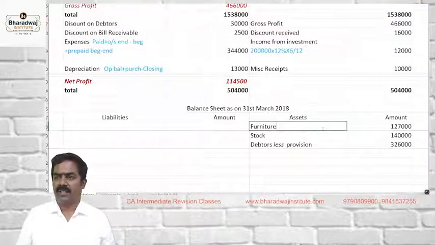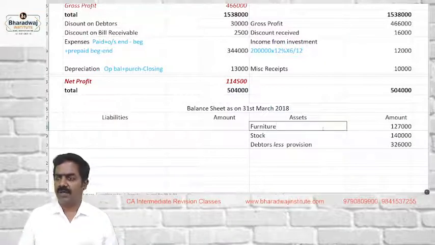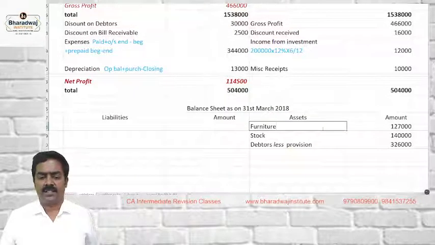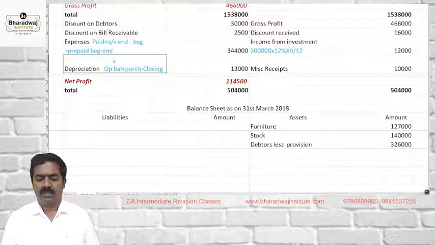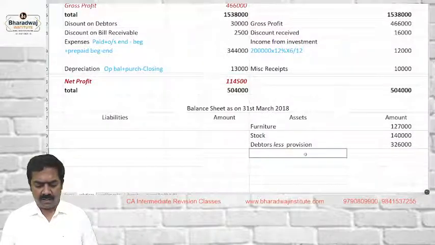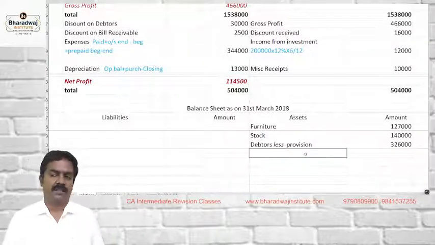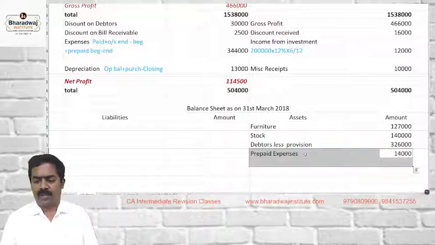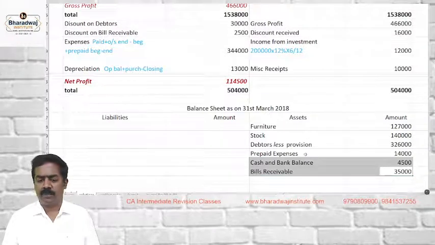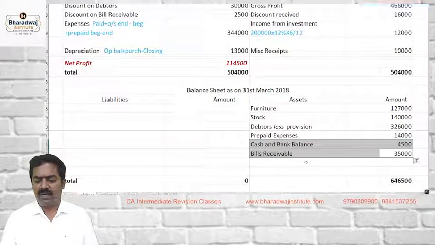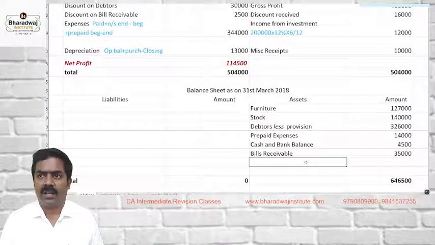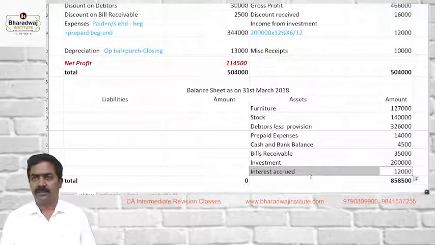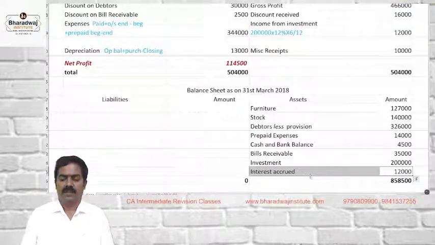Closing balance. Otherwise, the balance we took as depreciation, opening balance plus purchase should have been there. But there is another closing balance, meaning depreciation is already charged in which account? P&L account. Debtors. Then, what is the next asset? Prepaid expenses will come, then cash and bank balances, bills receivable. We have also made an investment. How much? 2 lakhs investment plus accrued interest also will come, 12,000.